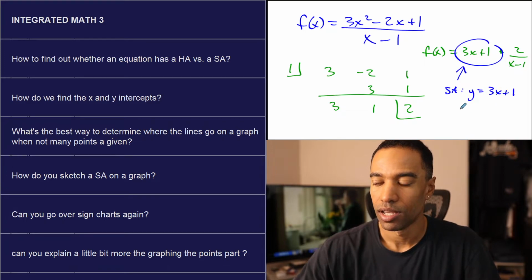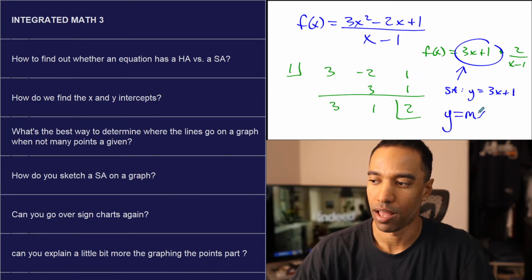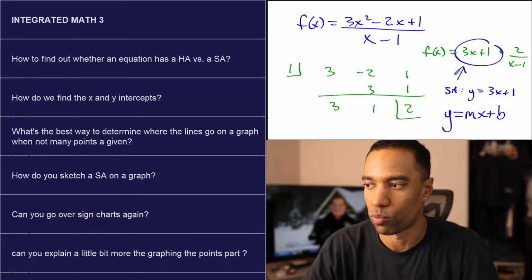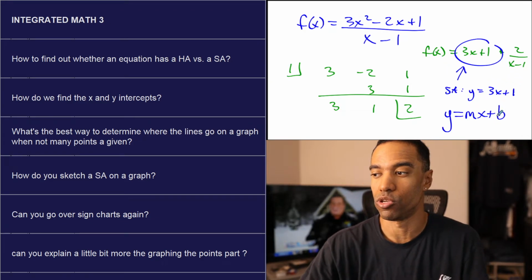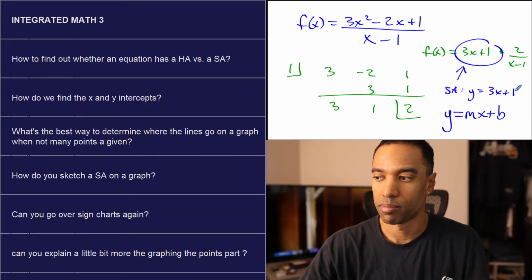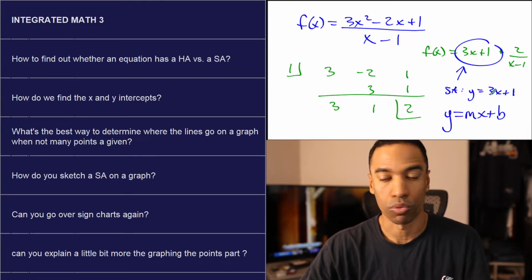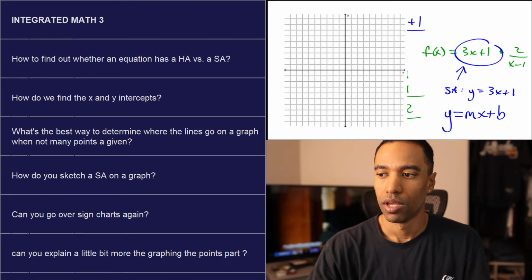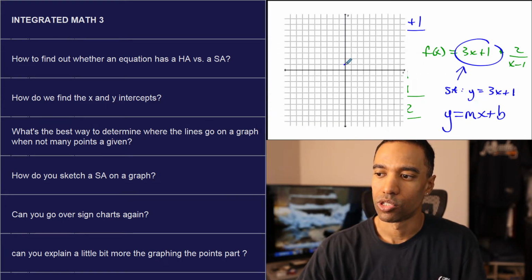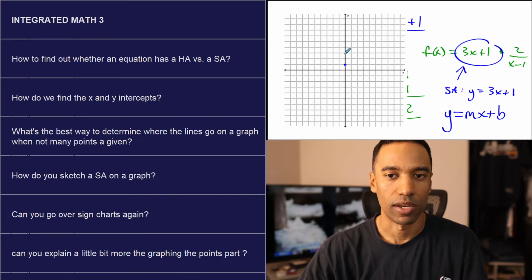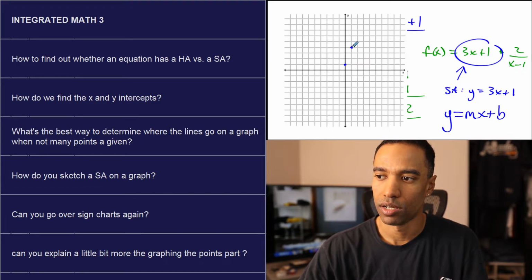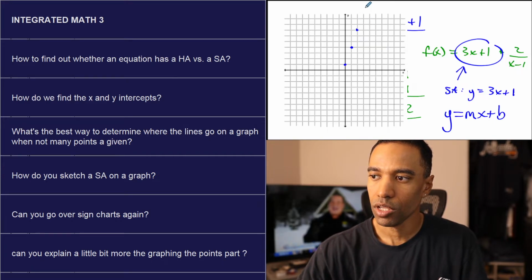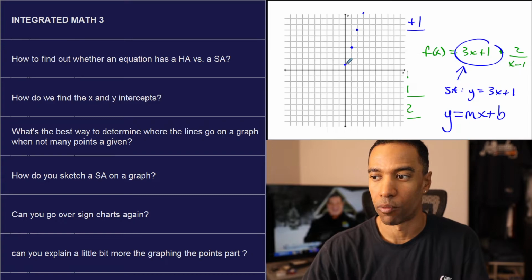How do you sketch it? That's y equals mx plus b, slope-intercept form. You use the y-intercept of 1, and then you use the slope 3, or 3 over 1. So I'll go ahead and draw that one for you. I'm going to cover all this up right here. Y equals 3x plus 1. You start at the y-intercept 1, and then you rise 3, run 1, rise 3, run 1, like that. The slope is 3 divided by 1.